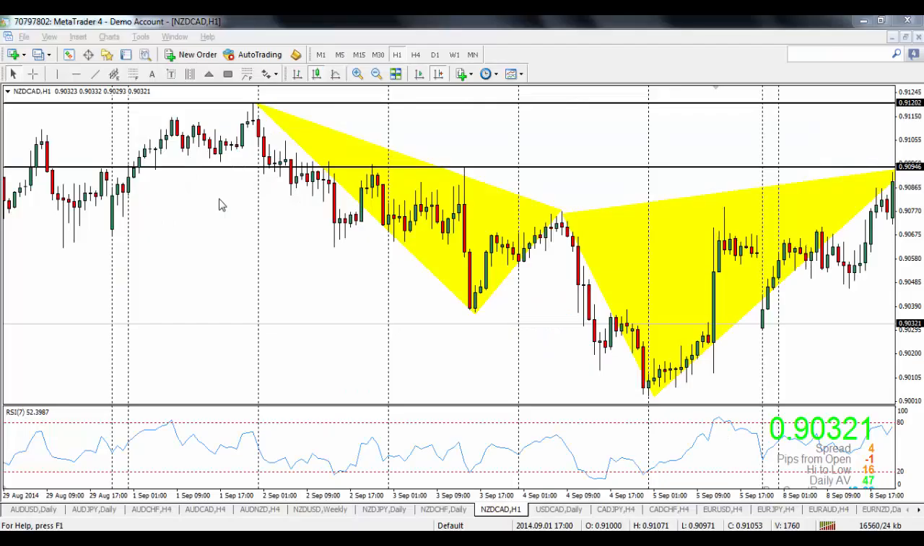So you may wonder, what does this look like on a chart? Well, I pulled up the New Zealand Canadian chart, and as you can see, we are looking to place an order when the price hits 9095. Don't worry about the 2 triangles. This is harmonics in action. So essentially what we are saying is that we are going to place a sell order here at 9095.